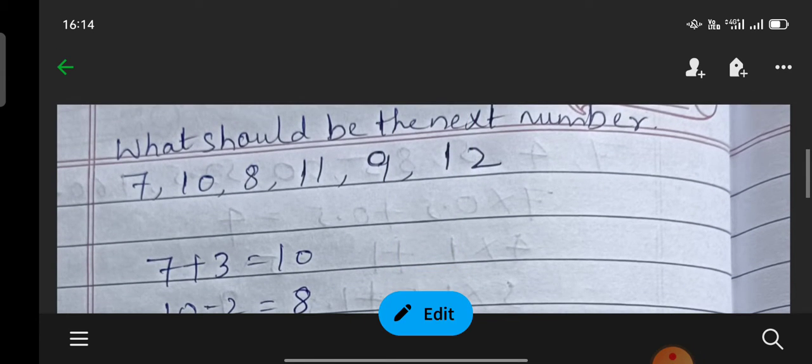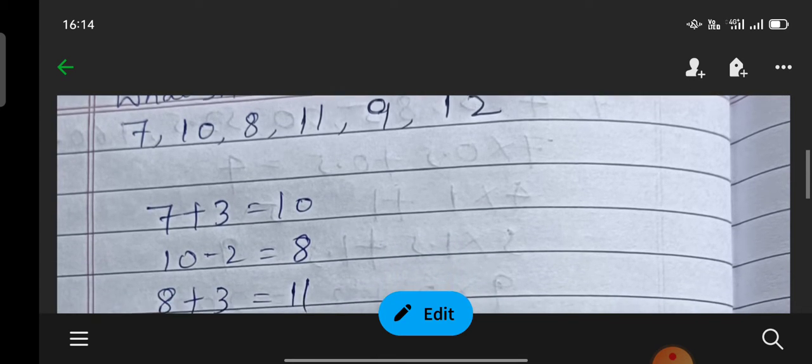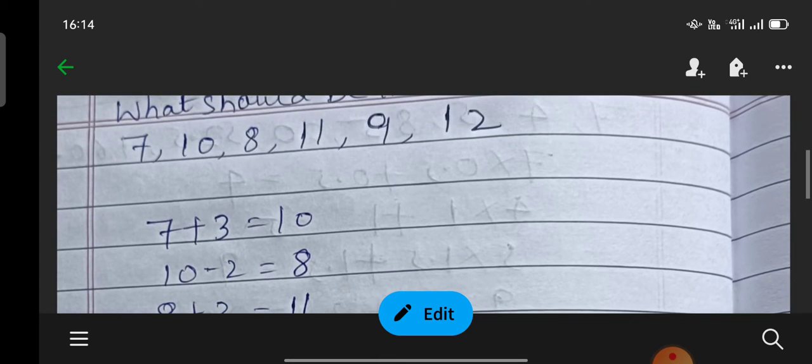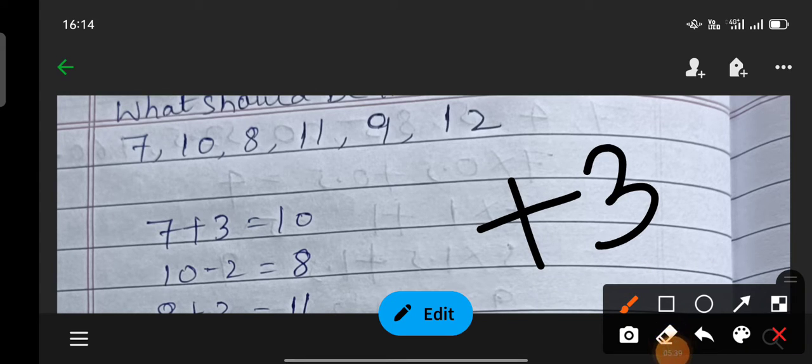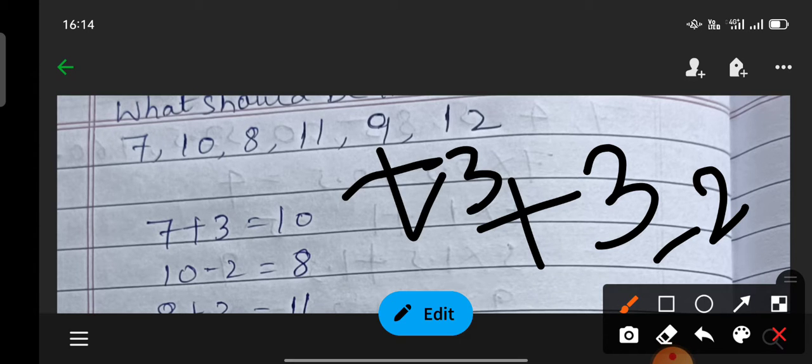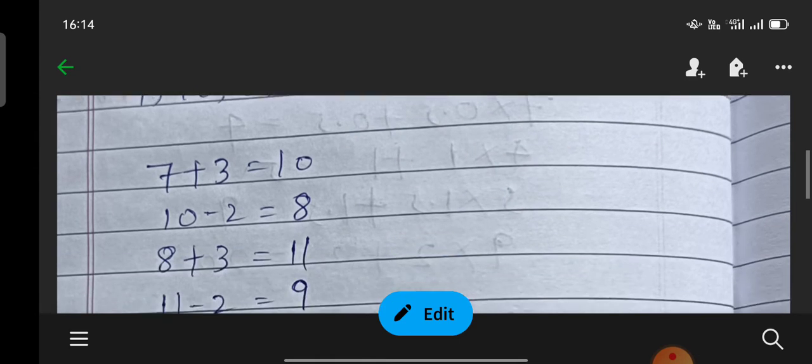Seventh question, what should be the next number? 7, 10, 8, 11, 9, 12. So here the series is nothing but doing plus 3, and the next step is doing minus 2. Again the same, doing plus 3 and minus 2. You have to remember this series.